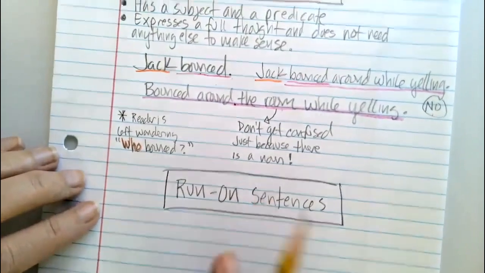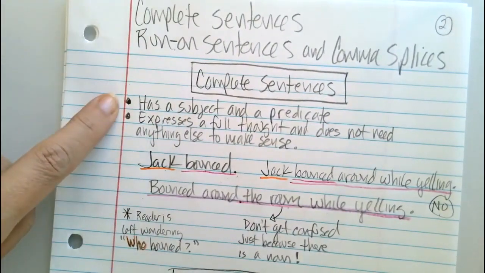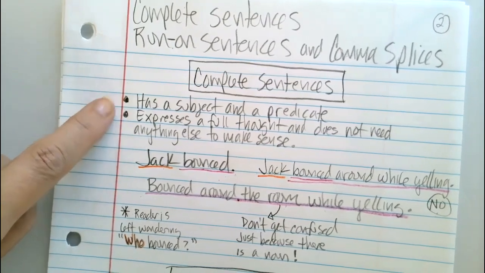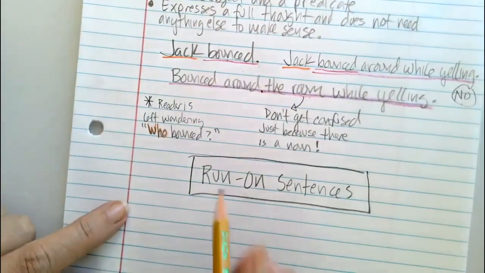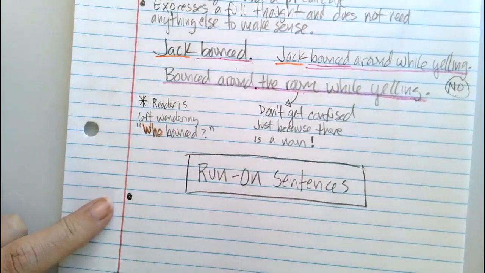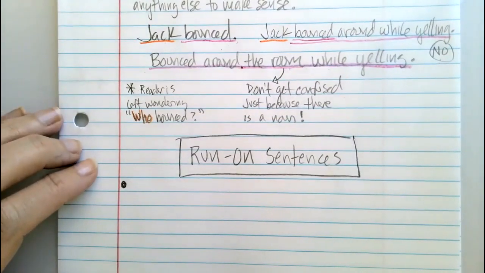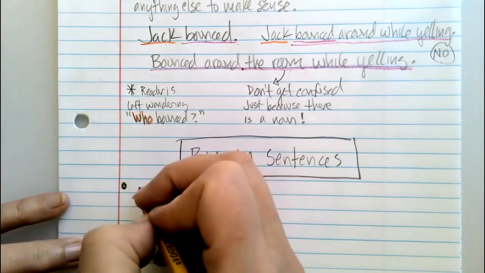Okay, so the first thing we're going to do is we're going to follow the pattern here. After our heading, we have a bullet point that gives us breakdown information about complete sentences. So let's do the same thing with our run-on sentences. So let's do a bullet point. And a run-on sentence is going to be, by definition, two or more complete sentences combined without the correct punctuation.